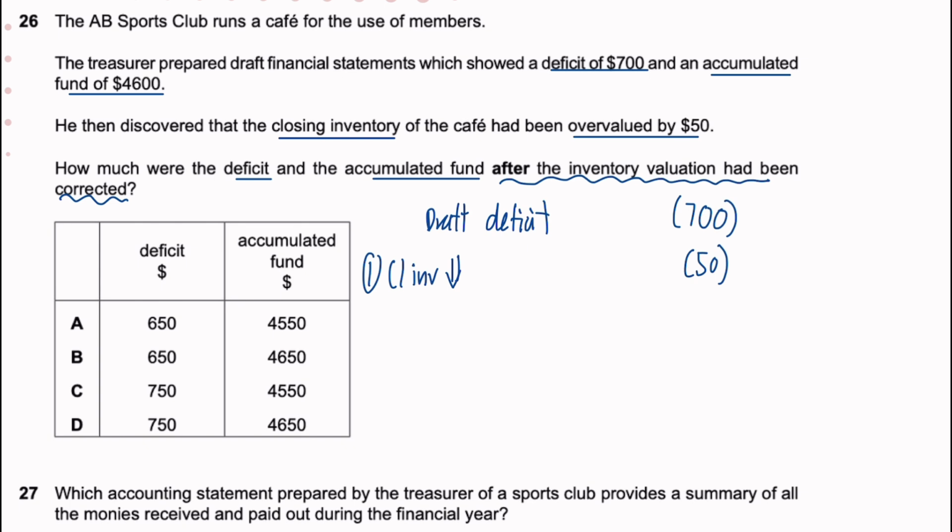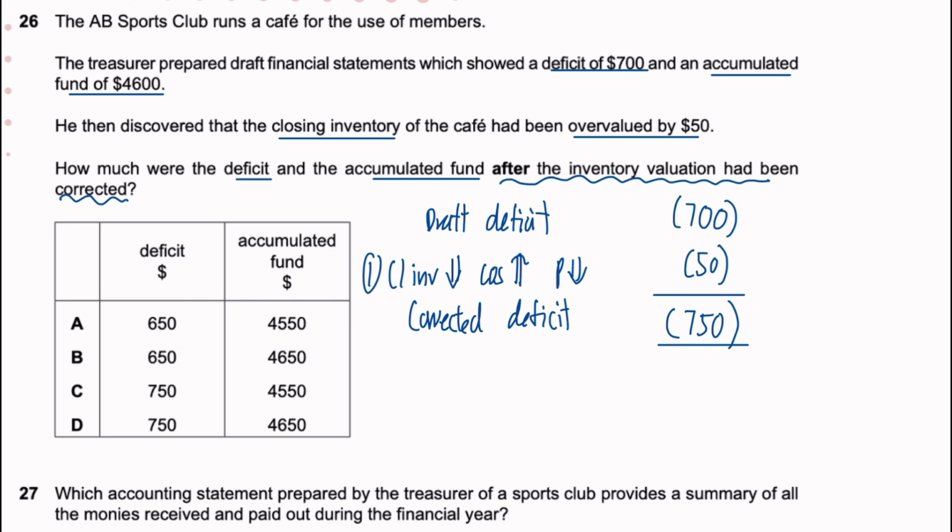Why? Because when you reduce closing inventory, your cost of sales will increase and your profit will reduce. So the effect on profit is a reduction of 50. Actually, it's not profit, it's either surplus or deficit, but I'll use profit for easier understanding. So your corrected deficit is 750. Okay, so this is correct.